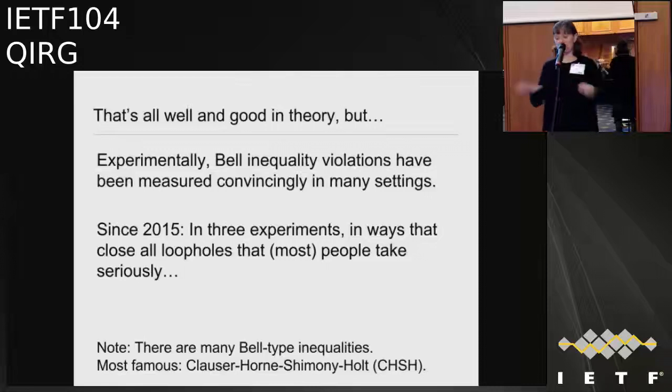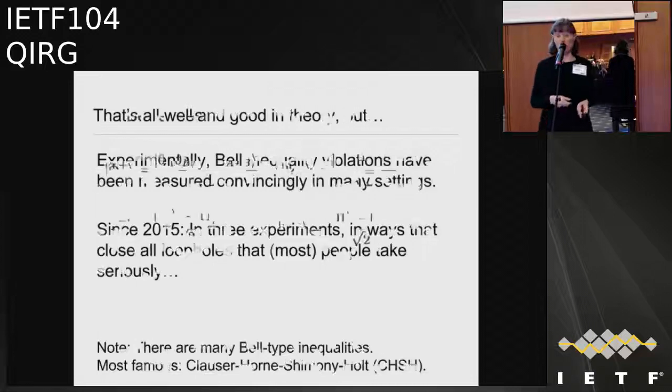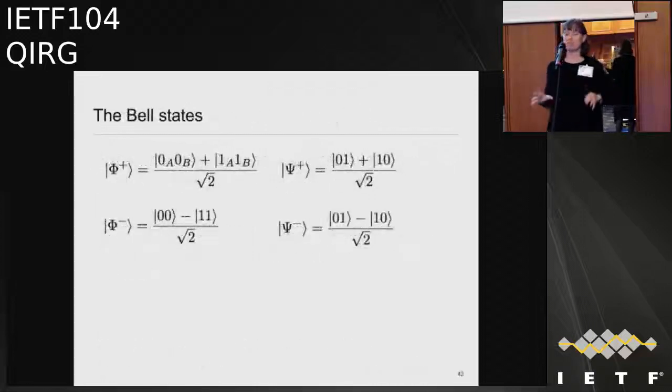Yeah, there's also, I'm talking about a Bell inequality. There are many different kinds. The most famous is what's known as the CHSH Bell inequality, for Clauser, Horne, Shimony, and Holt, who wrote a paper on this in the 1970s. So this brings us to these Bell states.